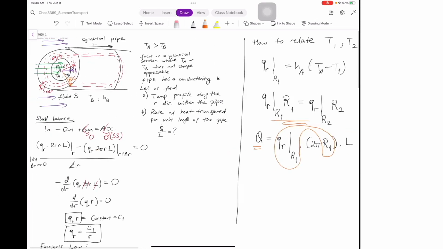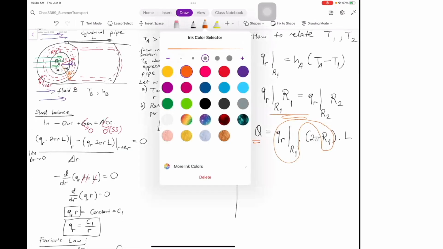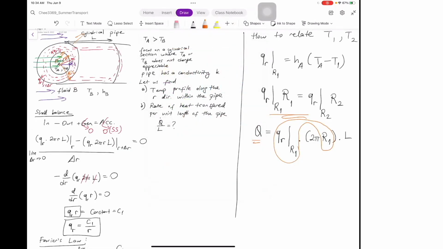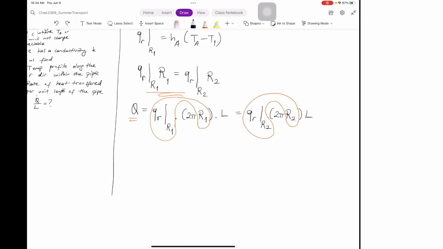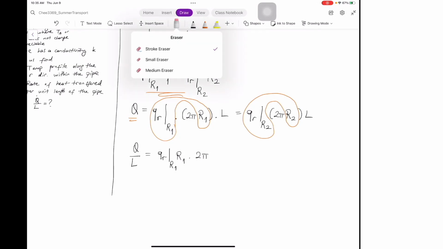Whatever is coming in here is coming out because there's no generation. That's the reason why we get QR times R constant. And so Q is constant. And you can write down Q over L in terms of this constant: QR at R1 times R1 times 2 pi. Or you can take the 2 pi out, I mean, to the other side.